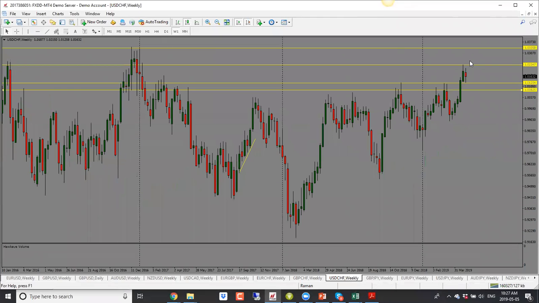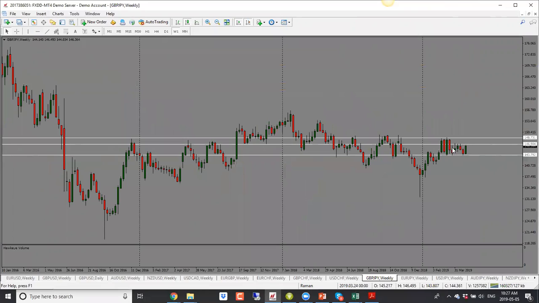Dollar Swiss franc here, this one is neutral as well. It is holding above the support resistance level, so it still has that bullishness in it, but it's a neutral weekly candle this week. With this one, if it goes to test the support here and doesn't break through, then we could get this type of move. So for now, this is neutral.